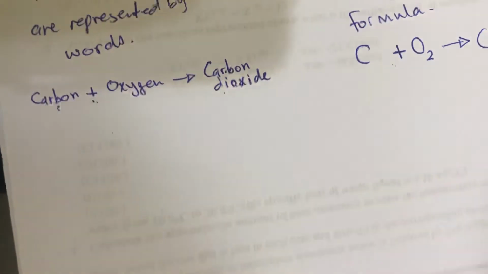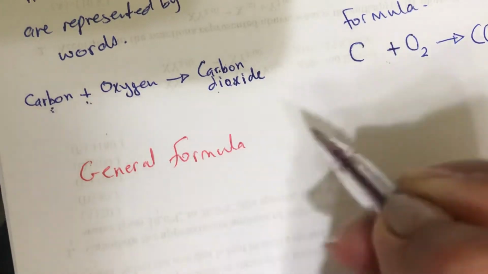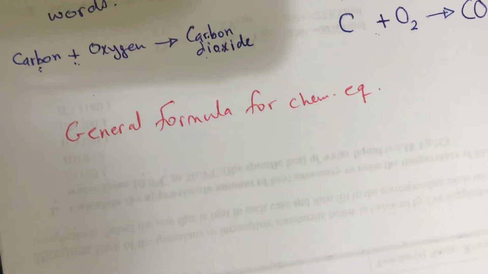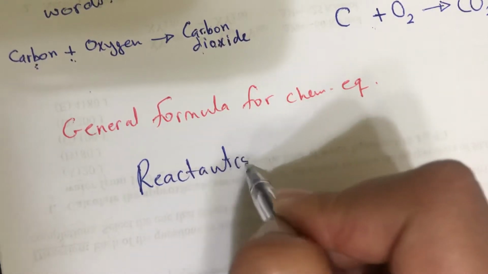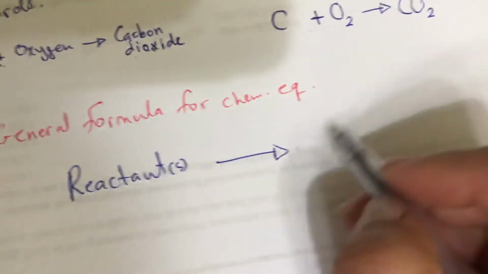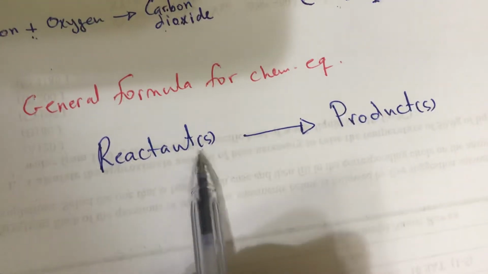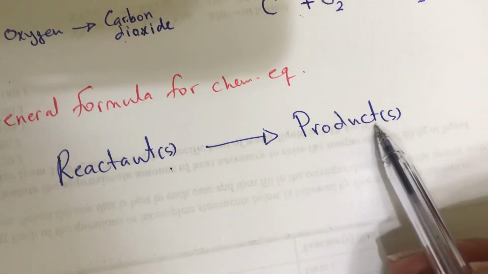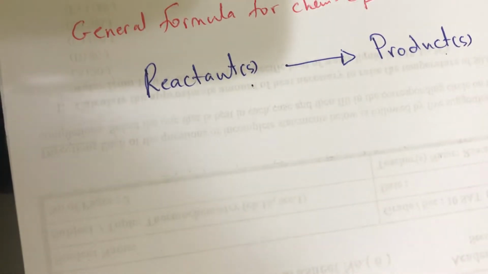Now, the general formula for any chemical equation is reactant or reactants, then arrow, then product or products. So substances before the arrow are the reactants, and substances after the arrow are the products. There are some symbols used in the chemical equation. You have to know these symbols.